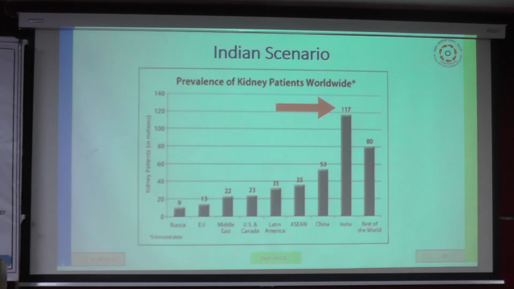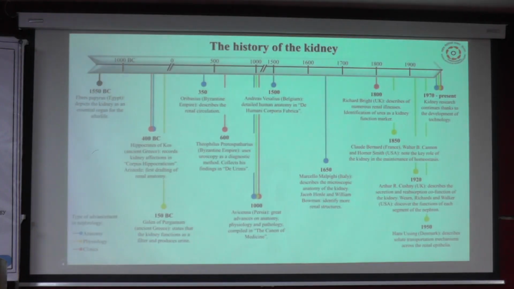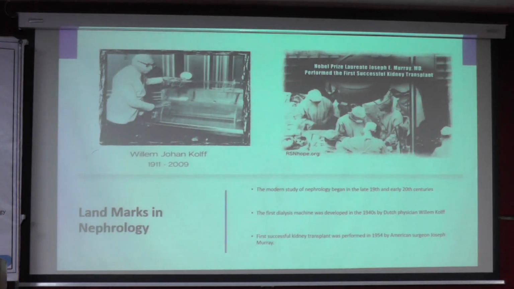So kidney patients worldwide. In India, you can see the rising figure, 117. In all other countries too, but in India these kidney patients are rising. That is a very major concern of this type of study, to find alternative solutions to prevent this type of disease. A brief history I will not talk about.